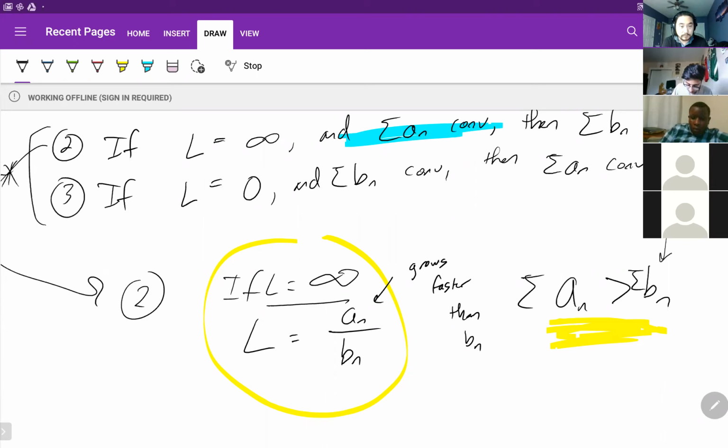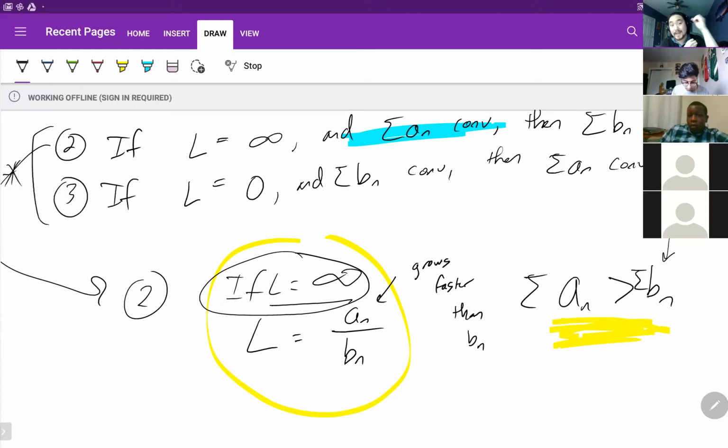So for the second definition, if a sub n converges, then b sub n converges. But you can also say, like a 2a or 2.2, whatever, if b sub n diverges, then a sub n also diverges. I'll say that one more time. If the limit is infinity, that means a sub n is growing faster than b sub n. And if b sub n diverges, then a sub n also has to diverge. So you actually get a 2 for 1, or a copy of the direct comparison test. Yeah, essentially it's reiterating the direct comparison test.